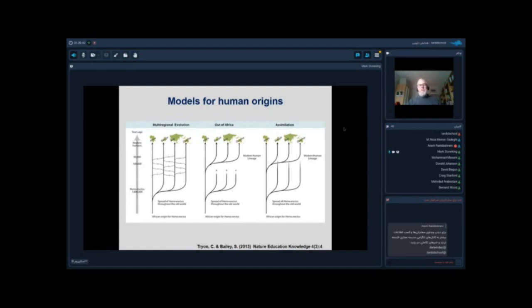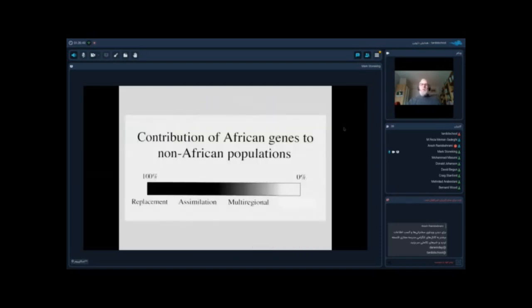What it took was genetic evidence, because if you think about it, what these different hypotheses do is they make different predictions about what we should see in terms of African ancestry in non-African populations. We can put this on a continuum. So down here we have multi-regional evolution, which would say that some of the important mutations involved in becoming humans occurred in Africa, but others occurred elsewhere.